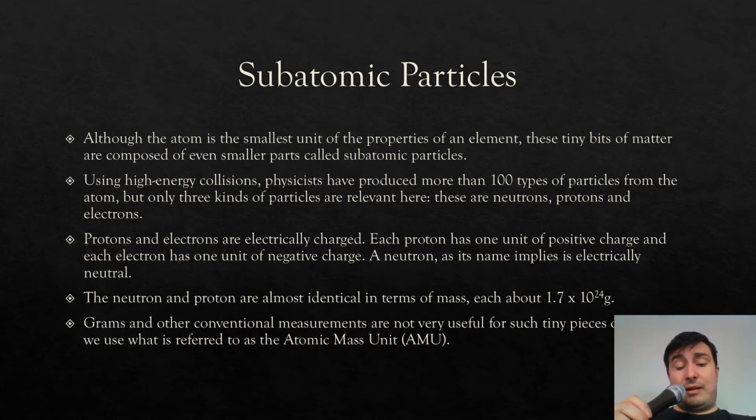Protons and electrons are electrically charged. Each proton has 1 unit of positive charge, and each electron has 1 unit of negative charge. A neutron, as its name implies, is electrically neutral.